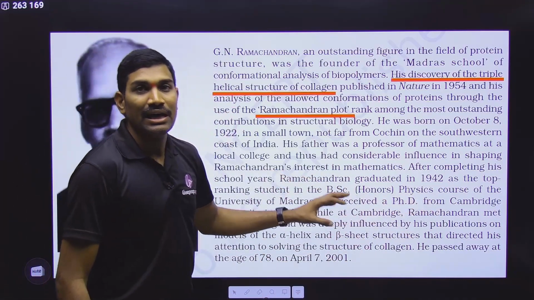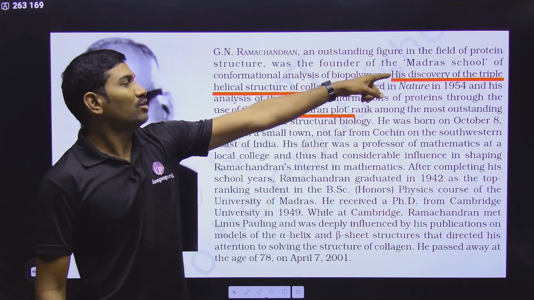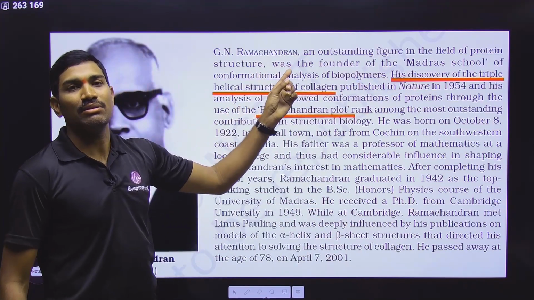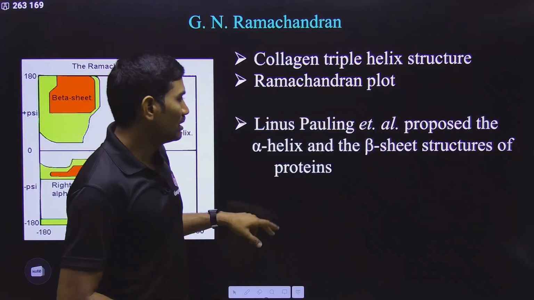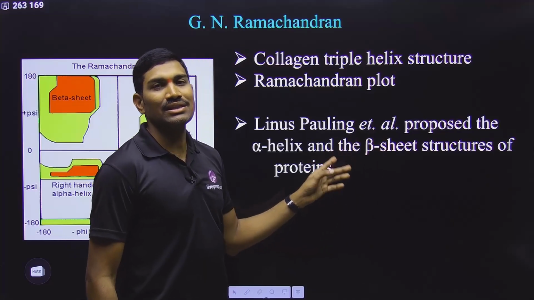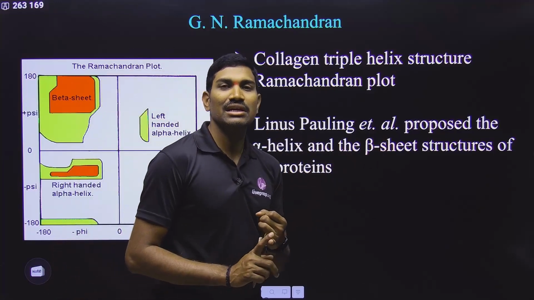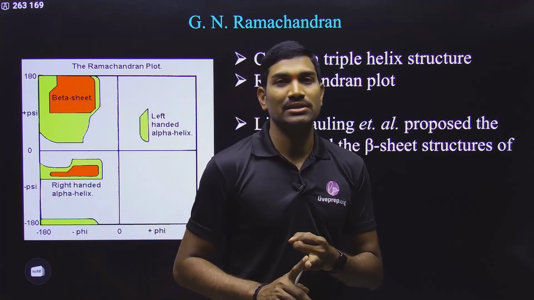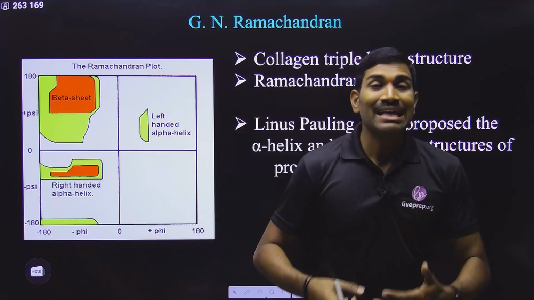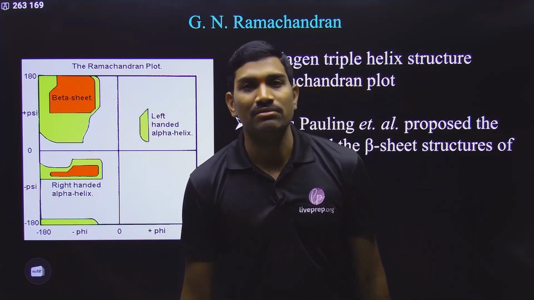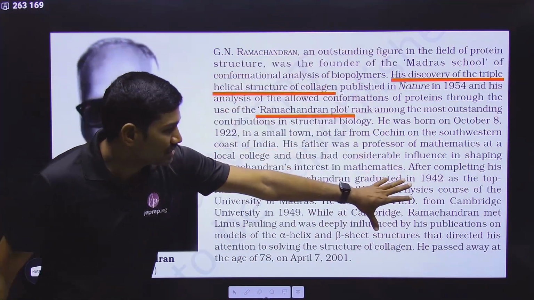So he met him and he was influenced by this, and ultimately that particular information was useful in solving the structure of collagen, and based on this he proposed the triple helical structure of collagen. So please understand this. Linus Pauling was working with alpha and beta sheets of protein structure, and Ramachandran was related with the triple helical structure of collagen. Along with this, the Ramachandran plot is very important to know possible secondary structures in a protein. This is the important information from this particular scientist page.